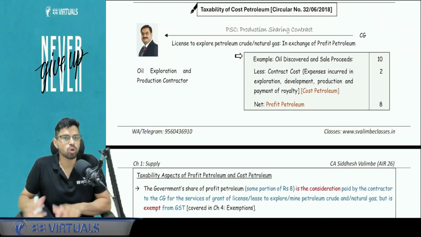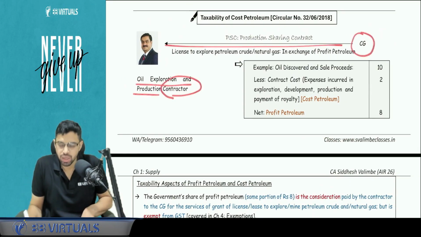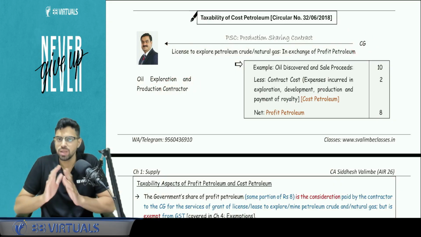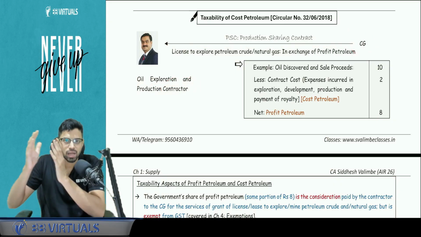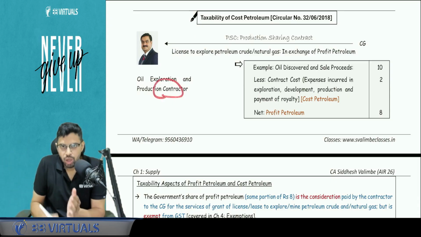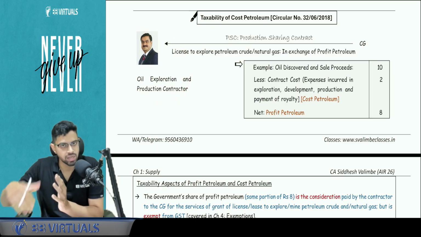Next comes the concept of cost petroleum. Understand one simple thing. There is an oil exploration and production contractor. He enters into a contract with the government, central or state government, that is known as a production sharing contract. What is this production sharing contract? The government is going to grant a license to this particular contractor. Using that license, this person will get the right to extract oil or natural resources.